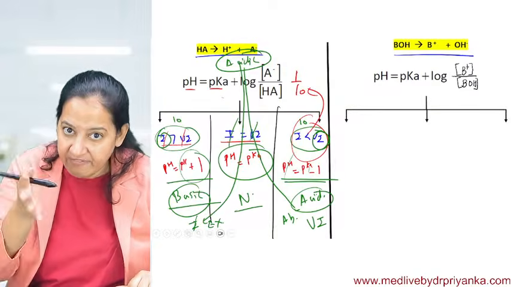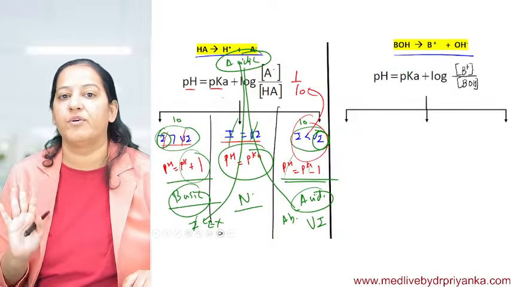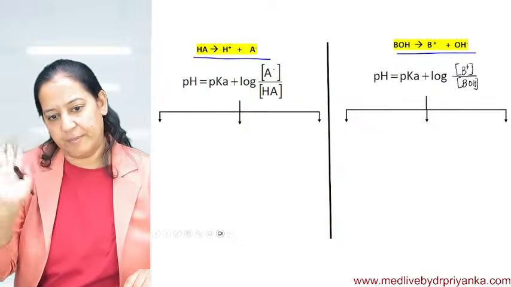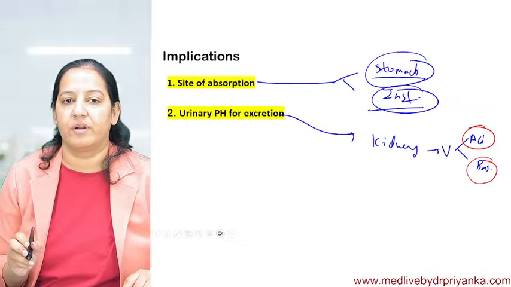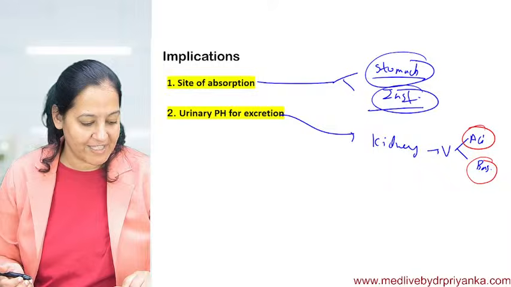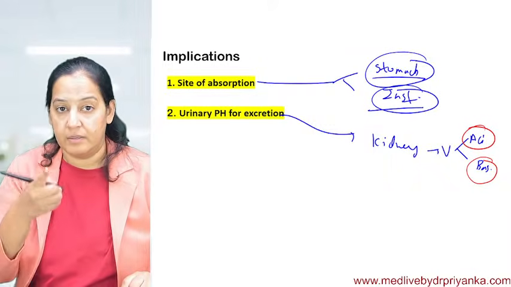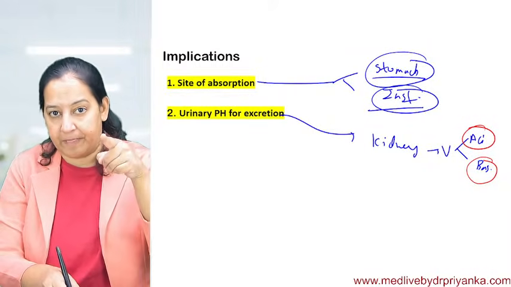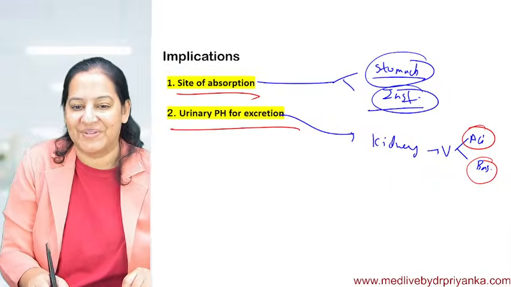I have derived this in front of you. If you have understood it, the same will be done for the basic drug. So this is the golden rule you have to learn. What is the implication of this rule? I've already explained the implication. You can see the absorption and excretion.